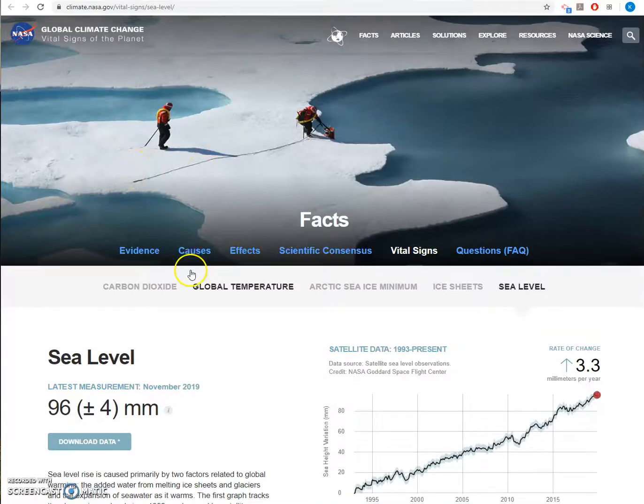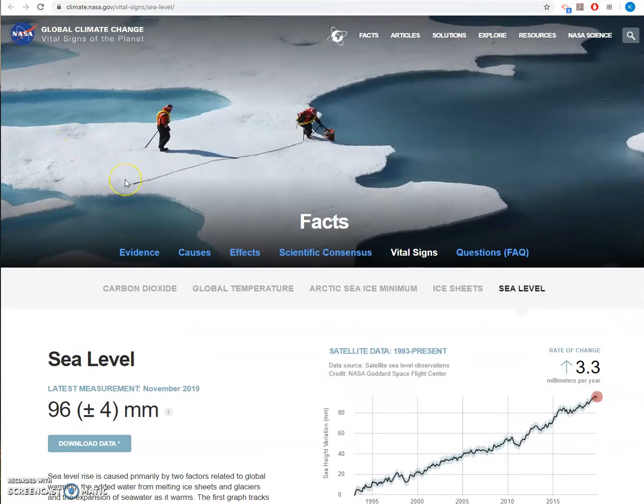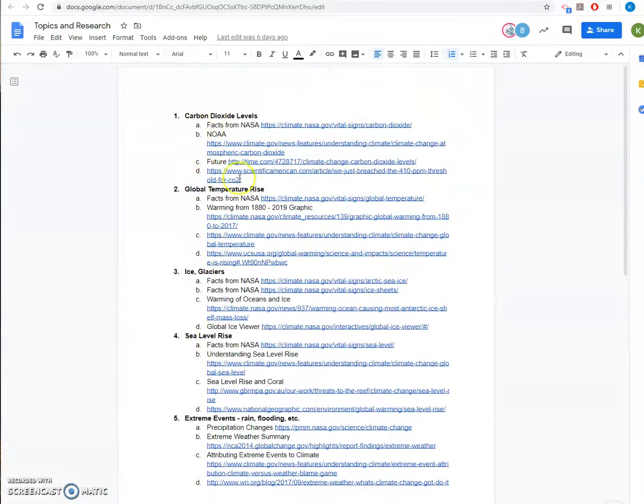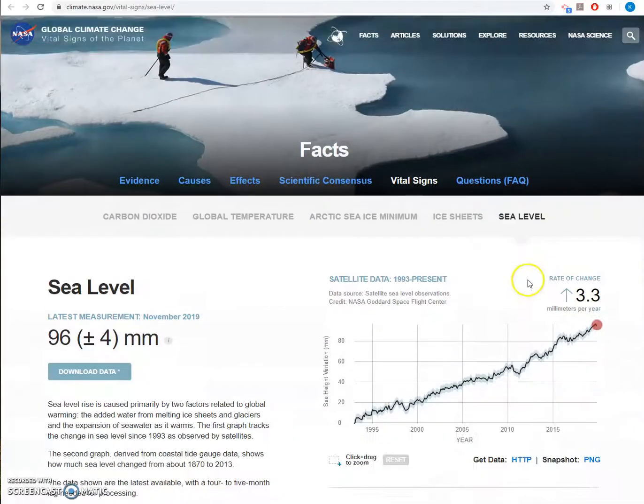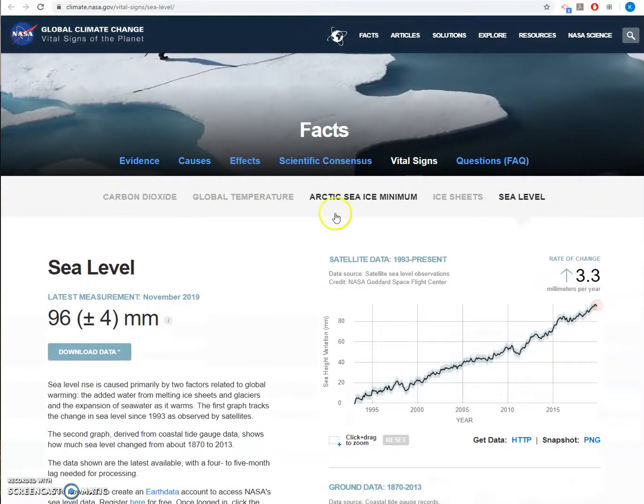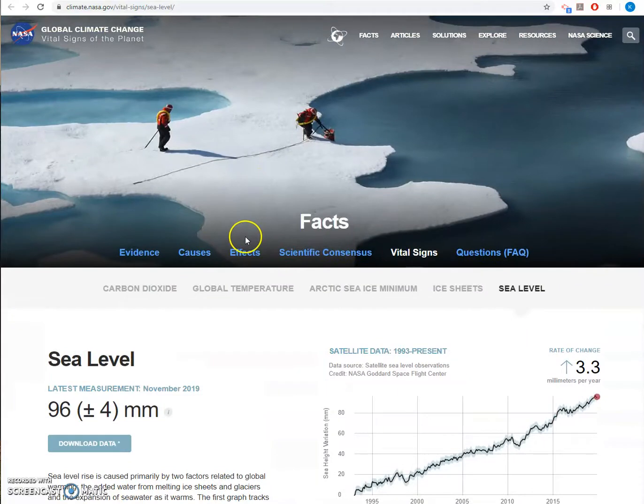Source number one is going to be from NASA. So this is NASA's climate page. You can see all kinds of good stuff on here. Right now we're in the facts section, in the vital signs section, looking at sea level as a topic. There are other topics here, and if you go back and look through your topics, it's the first three from the project that are still listed on here. So this is the last of those topics covered on the NASA site. This site has lots of good information if you want to make connections, or see evidence, causes, effects, what scientists think, and look at some of the FAQ. That might be interesting for you to check out.